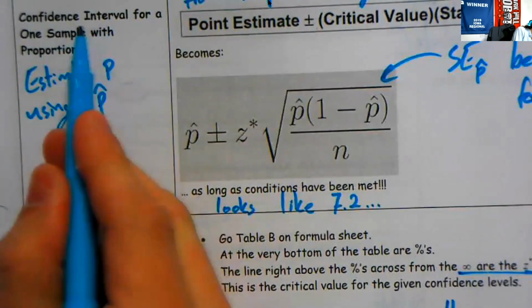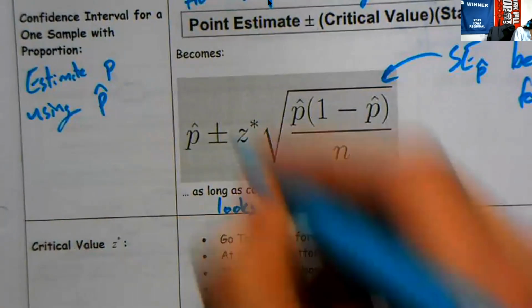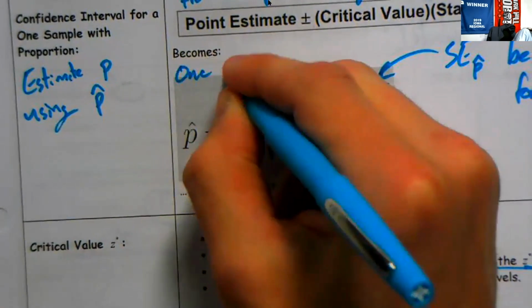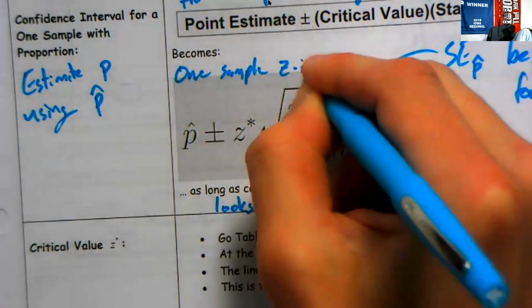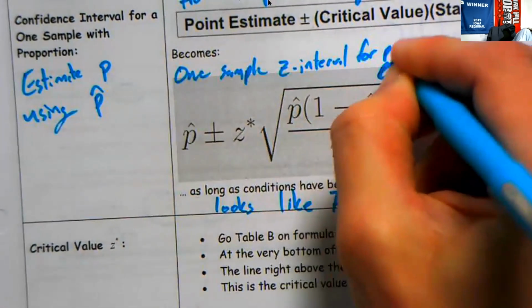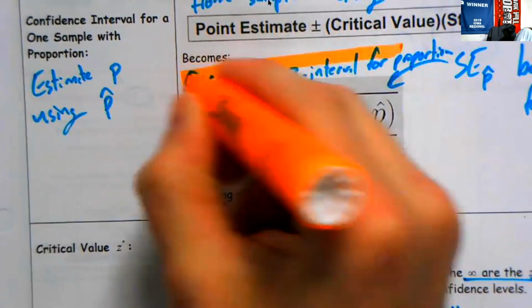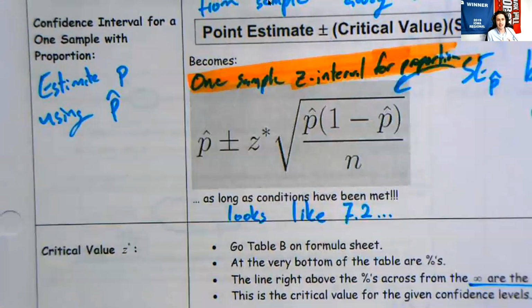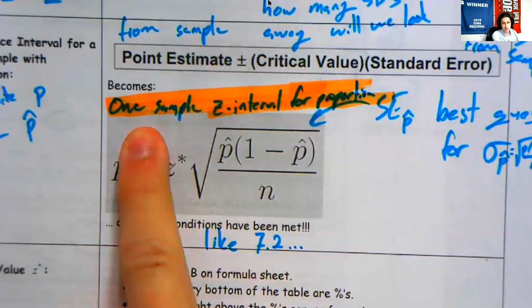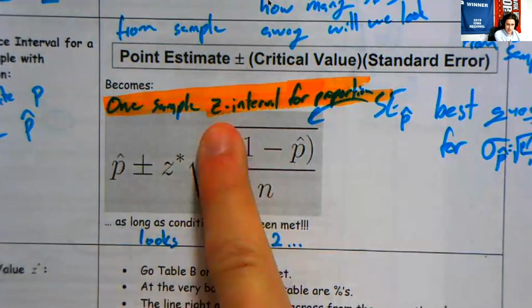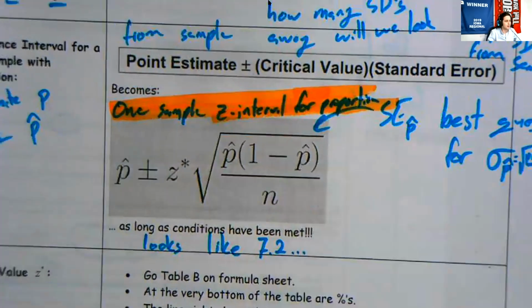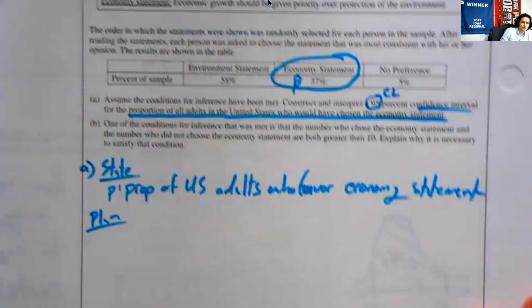This formula back here is for a 1 sample z interval for a proportion. Go ahead and write that down. I'm going to highlight it because it's important that it be noted. This is a 1 sample z interval for a proportion, and we need to be able to name this process. 1 sample, we took 1 sample. We're constructing an interval that relies on a z statistic, a statistic under the assumption of normality, okay? And we're doing this for a proportion. So the name tells us about what we're about to do here. That's nice. So we've stated: proportion of US adults who favor the economy statement.